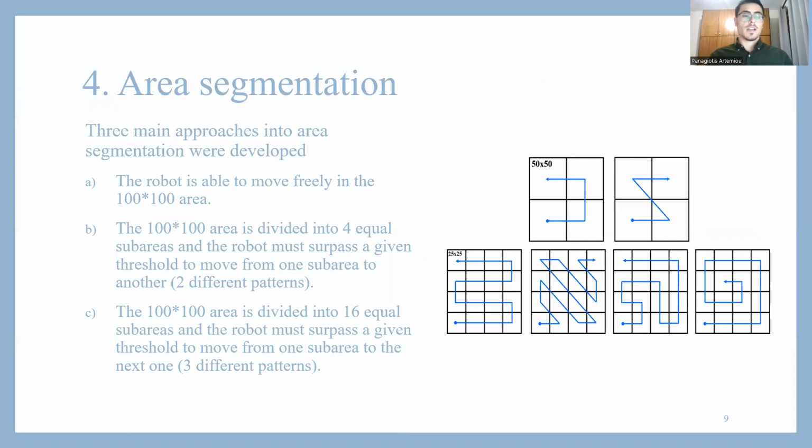To optimize this technique, we divided the area into equal sub-areas. We introduced a 100 by 100 area to be explored and divided it into 4 and 16 equal sub-areas, developing 2 and 4 different patterns in each approach respectively.